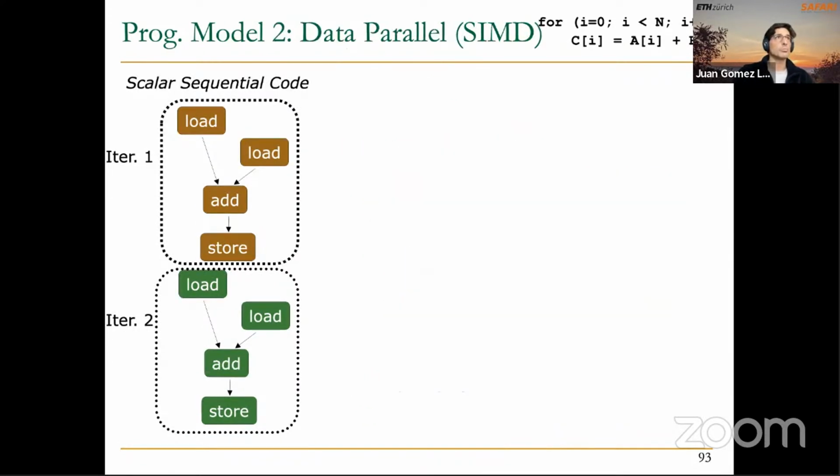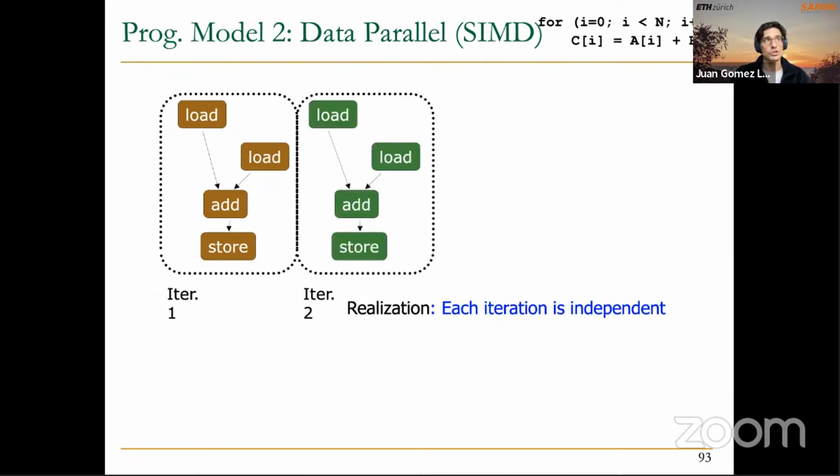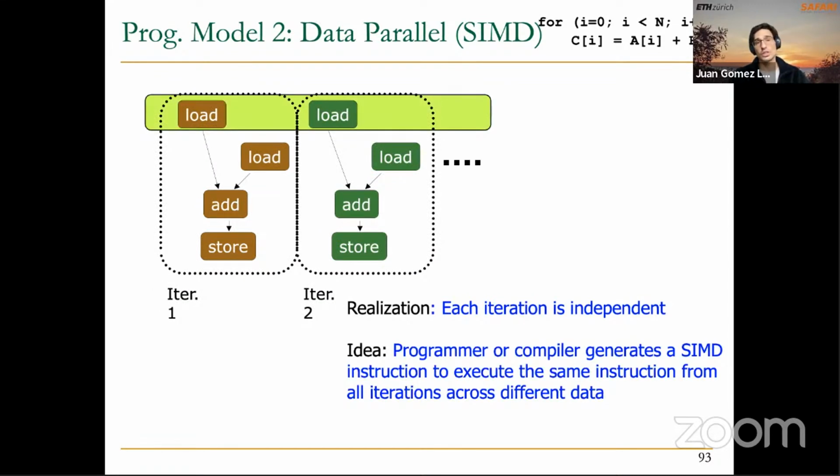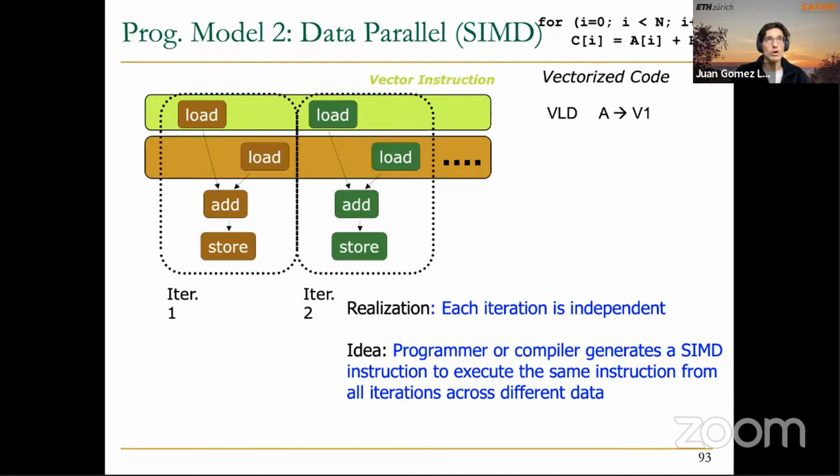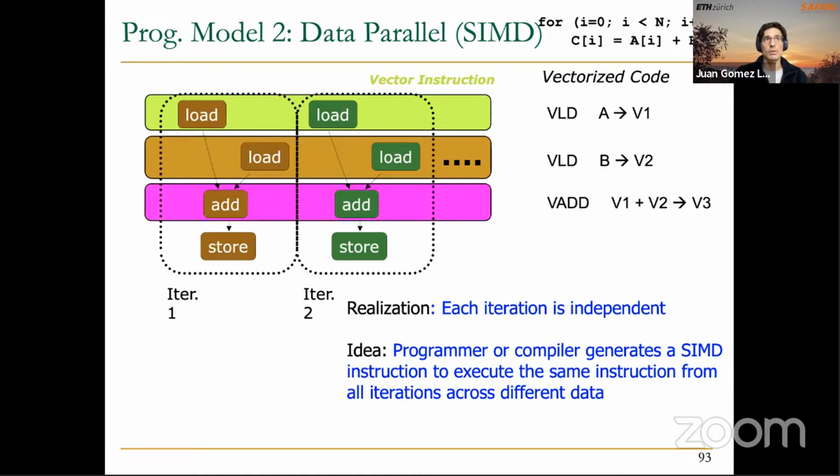Right. The second programming model is, now we write parallel code, we write SIMD code, and the realization here is to observe that each iteration is independent of each other. This is something that we saw before in the SIMD part of the lecture. We have already seen that because these two loads are independent, I can write a single instruction for both, right? A vector load, or for these two, a vector add, for these two, a vector store. So now the programmer or the compiler generates a SIMD instruction to execute the same instruction from all iterations across different data.